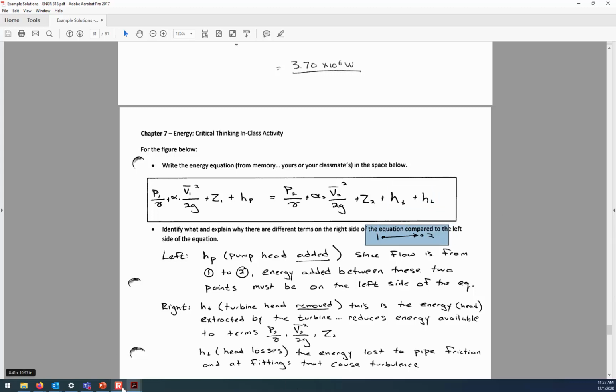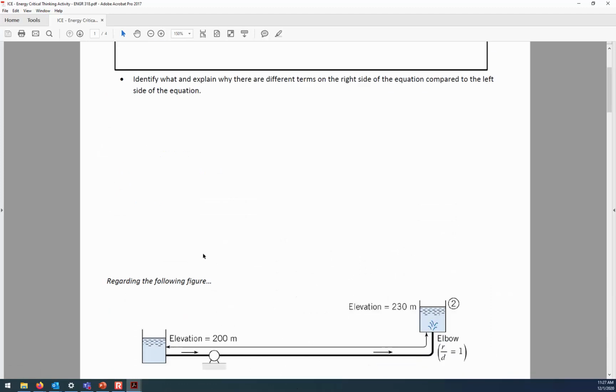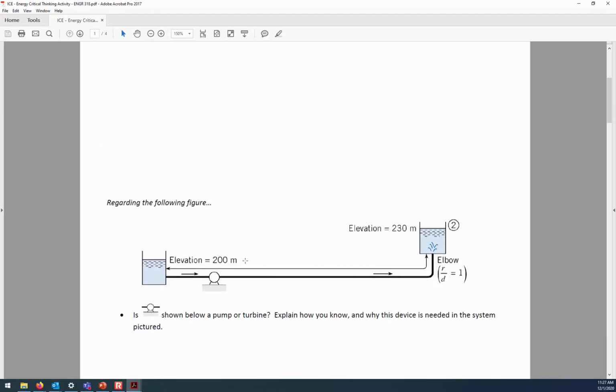All right, so the next thing that I asked you to consider is in this diagram. The water is going from the left to the right. We get that from the arrows. And the elevation of the tank on the left is 200 meters at that water surface elevation, and on the right-hand side it's 230 meters. So the water is in effect flowing uphill.